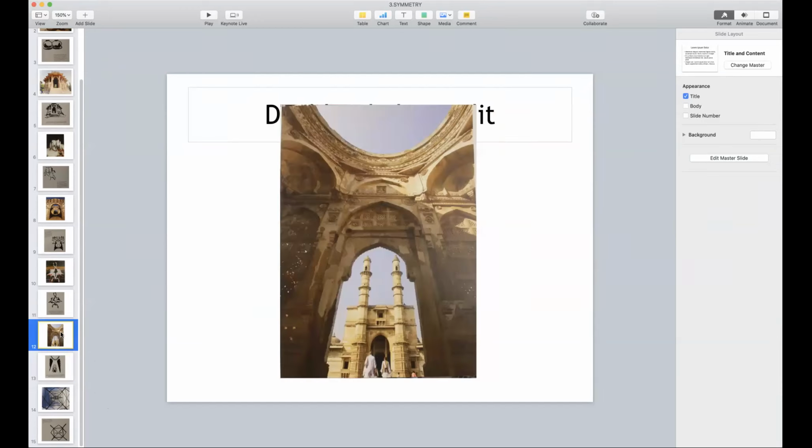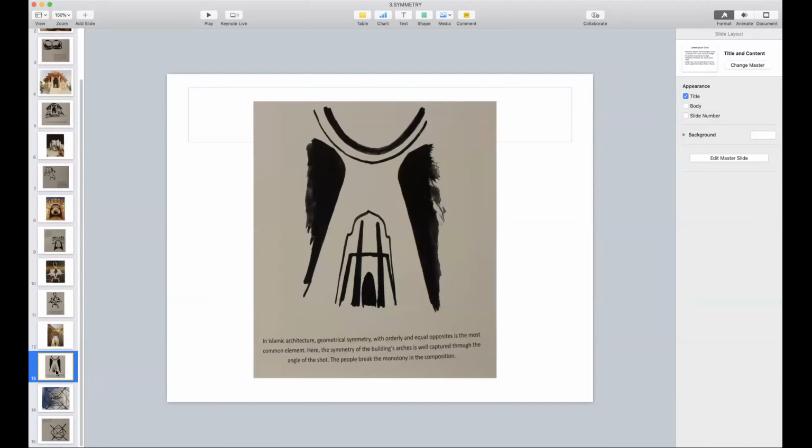ये बहुत अच्छा sentence है. The people break the monotony of the composition. कुछ ऐसे सेंटेंस याद रहने चाहिए क्योंकि ये फोटोग्राफ में कहीं ना कहीं आपको दिखाई देगा. So as I said yesterday also, कोई पूछ रहा था कि what is the trick, what is the tips? Tips यही है कि these kind of sentences you should be ready in your mind and you should be able to reproduce them.